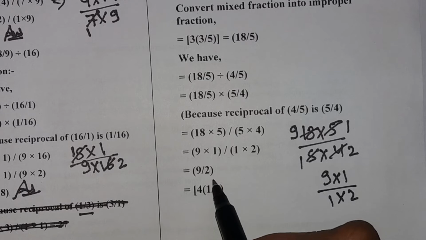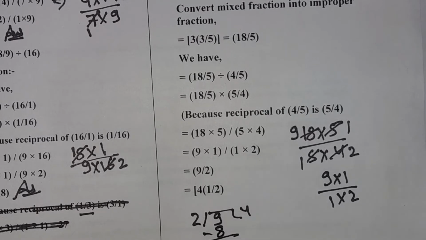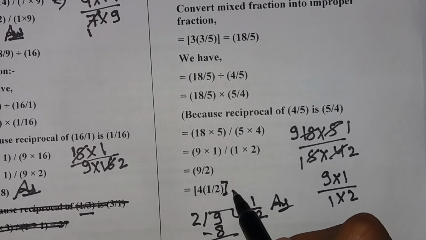We can also convert this 9 upon 2 into mixed form. By converting it into mixed form, 2 fours are 8, 9 minus 8 it will be 1. So 4 whole 1 upon 2 will be the answer. So we can say 4 whole 1 upon 2 is the answer.